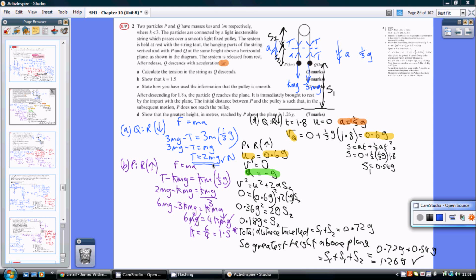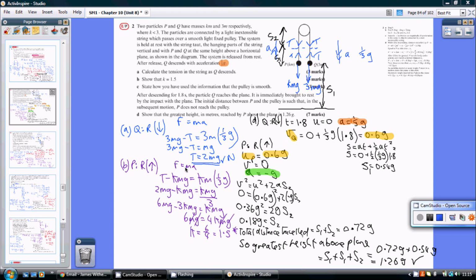So we can't work it out precisely, we still don't know what m is. Now for part B, we're being asked to show that K equals 1.5. So we're now moving over to focusing on P. Now P of course is going to be accelerating upwards, because on the right hand side Q is accelerating downwards. So as always, we choose to resolve in the direction of travel.